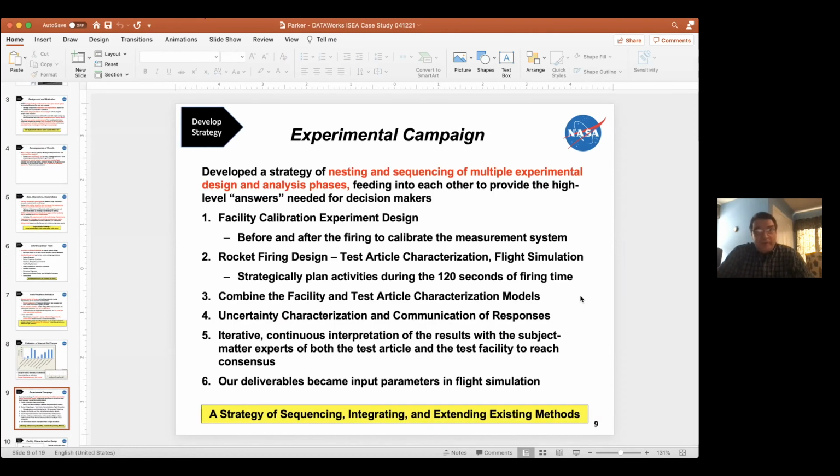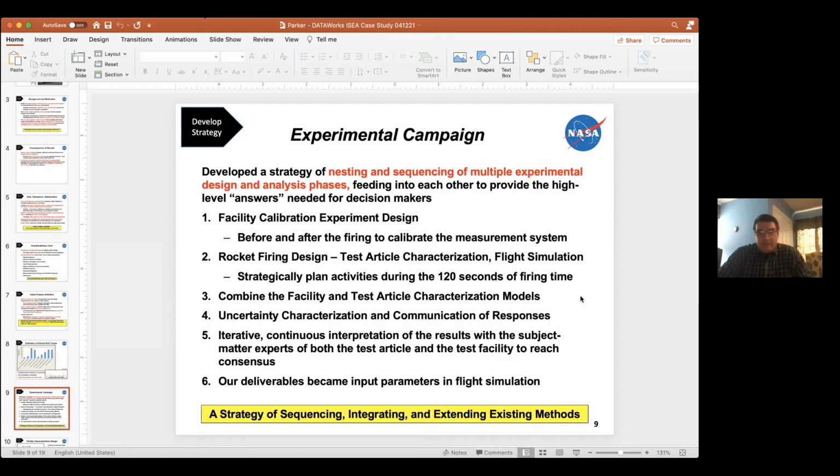The experimental plan involved a nesting and sequencing of multiple design and analysis phases. It involved characterizing the facility, first of all, which involved applying loads to that test facility that would simulate the loads that would be generated during the firing. Then the firing itself, the 120 seconds of the burn, the nozzle was vectored in different directions, and that in and of itself is a design activity. How are you going to spend those precious 120 seconds to get the information you want? In step 3, we had to combine those models and add uncertainty and communicate what that uncertainty represents.